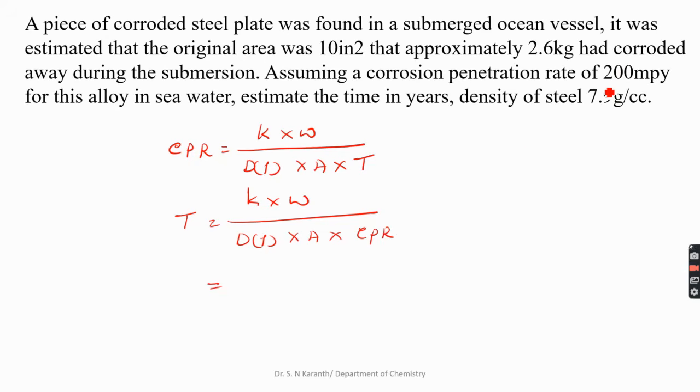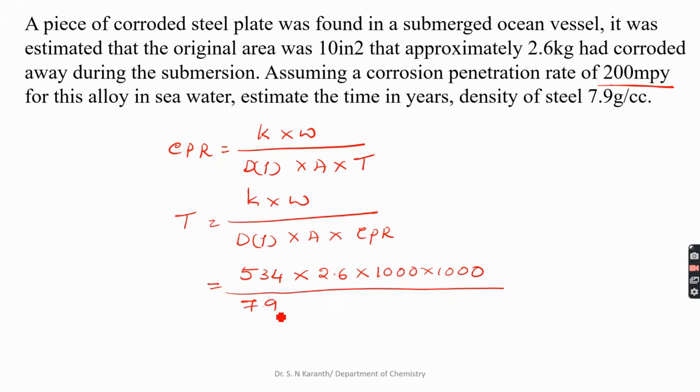K you should take in terms of Mpy, so it becomes 534. W is 2.6 kg, so in grams multiplied by 1000, and multiplied by 1000 again to become milligram. Then density 7.9 multiplied by area 10 inch square, because it is in the Mpy unit, multiplied by the time period, which you have to find, and the CPR given is 200. Okay, so you will get the time period in terms of years.